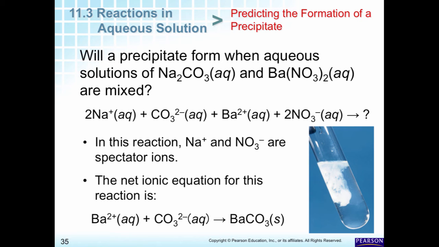It will look like what's in the test tube. What are our spectator ions? We said the sodium and nitrate are spectator ions, so what do we end up with? Barium and carbonate. We've got a 2 plus and a 2 minus. They cancel out. That's our net ionic equation.